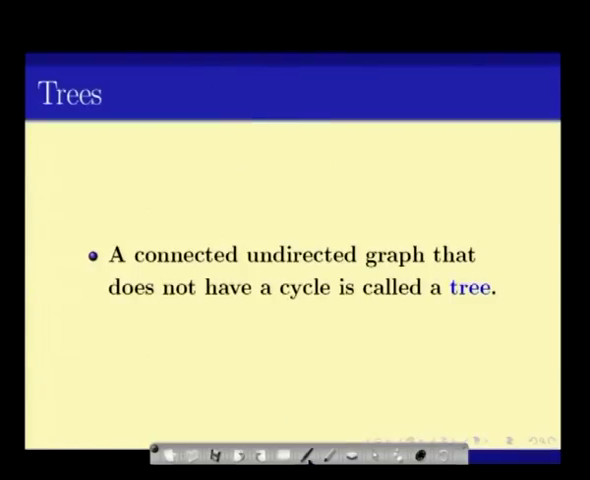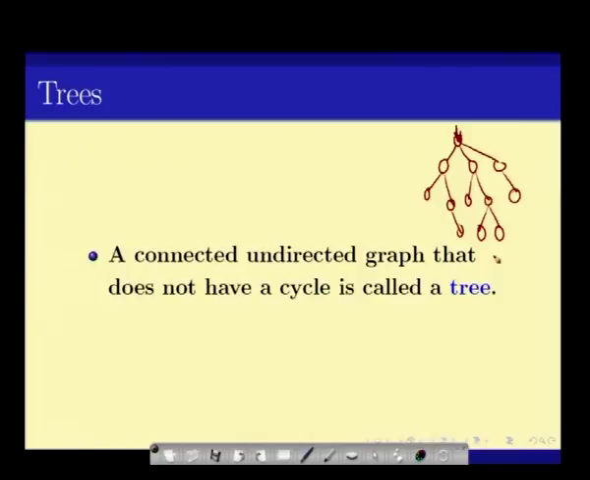A graph that does not have a cycle is known as a tree. Now, one might think that why are we defining such a weird name for tree? The reason is that if a graph does not have a cycle, it looks something like this. It looks like this. This is called the root of the tree, and the rest of them are called the branches.